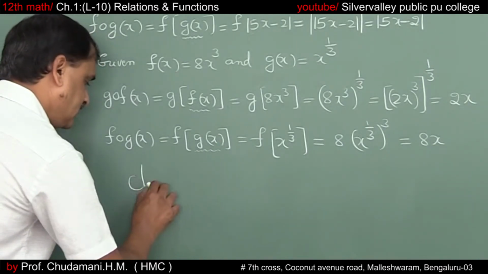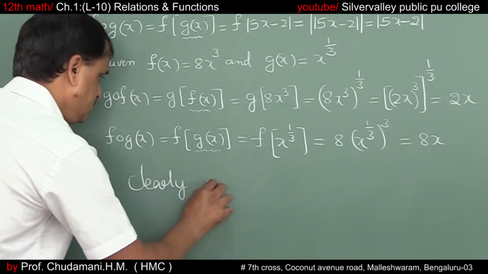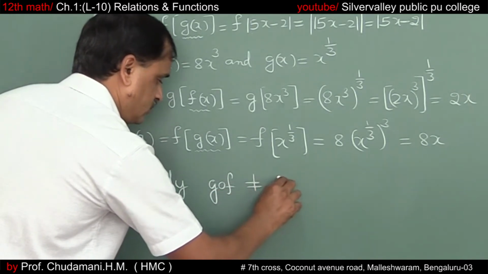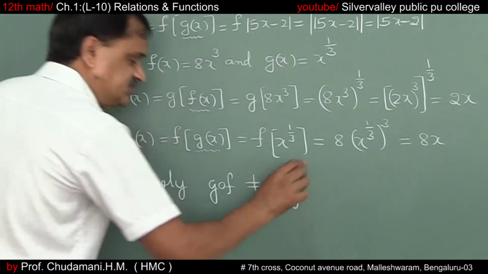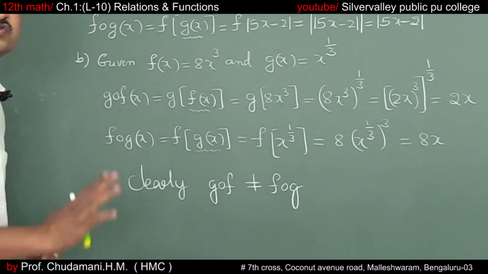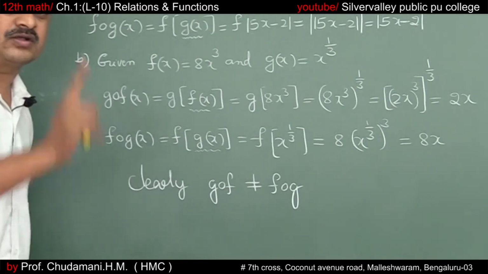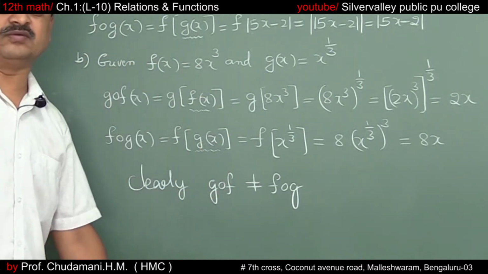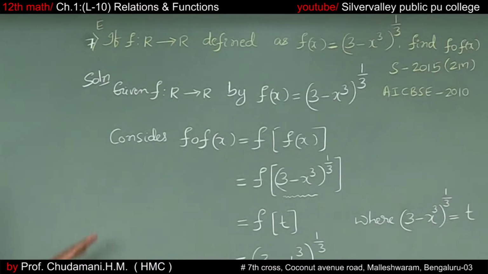Okay, clearly gof is not equal to fog. That means composition of two functions is not commutative, whereas it is associative. We have discussed the previous problem, question number 7, exercise problem.